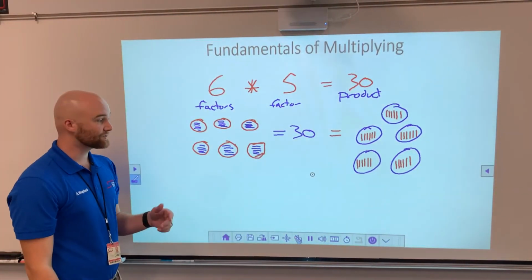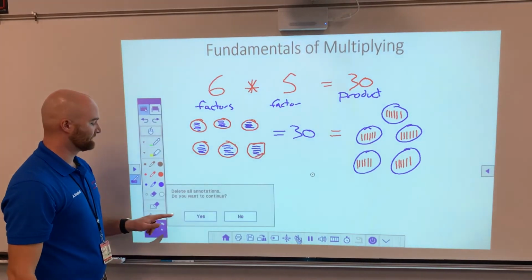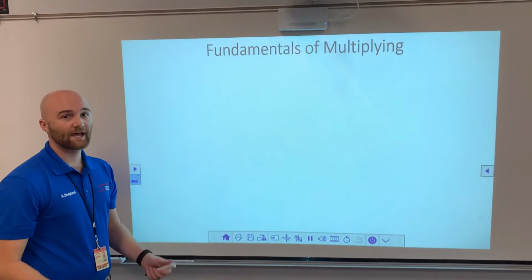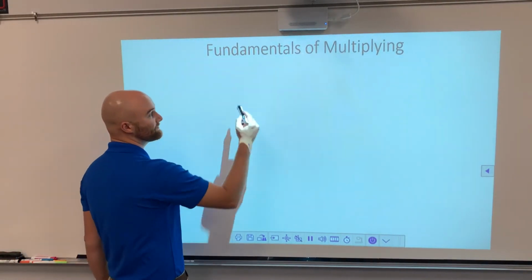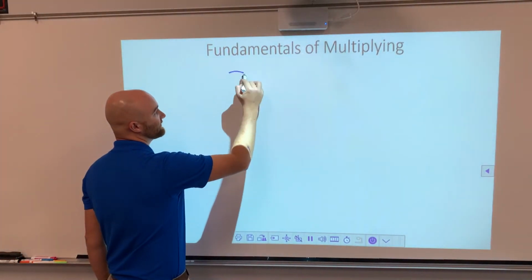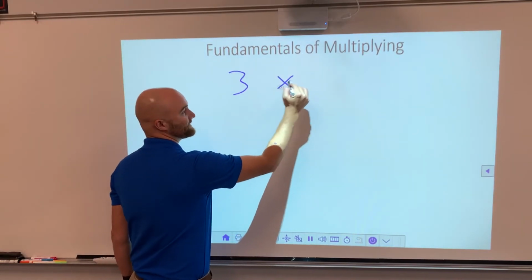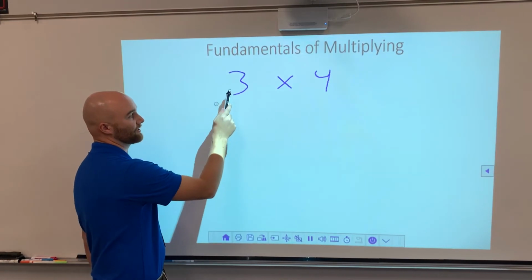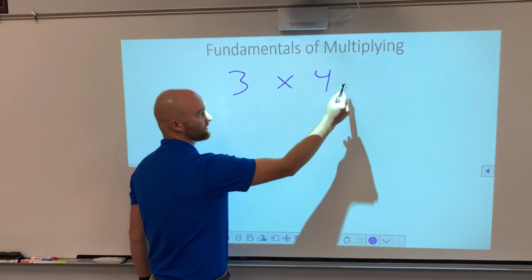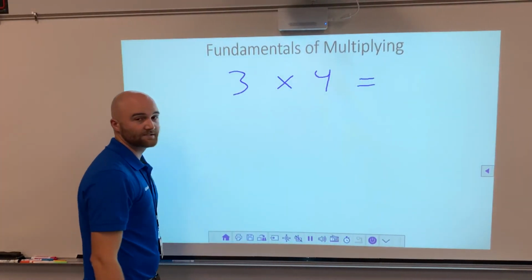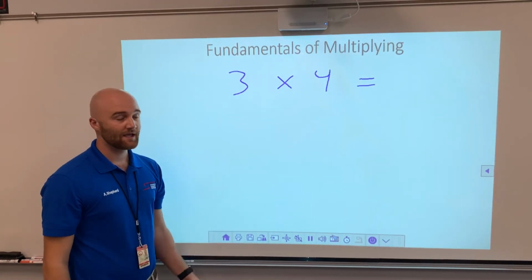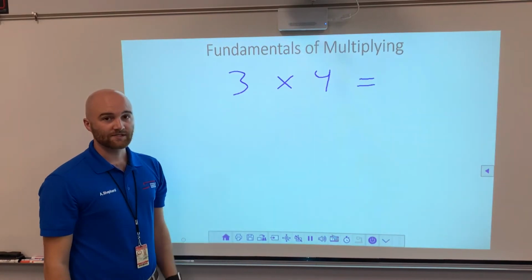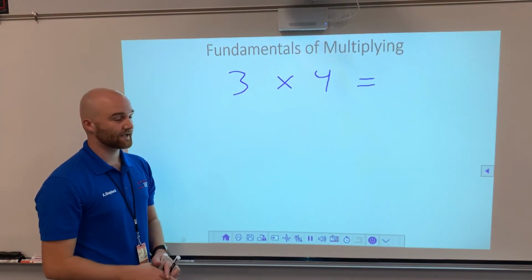Okay, so now let's try some. I'm going to write a multiplication problem and I want you to draw what's happening. Okay, I'll make it really simple. Let's say I want to have 3 times 4. My factors are 3 and 4. I want to know what the product is. I know that most of you can do it in your head, but I want you to draw out what 3 times 4 looks like. Go ahead and pause it and draw out what 3 times 4 looks like.